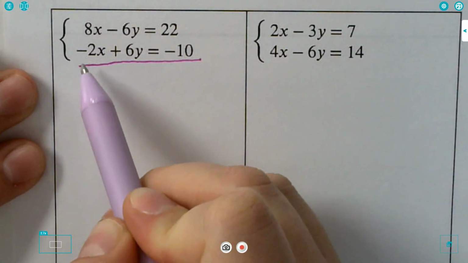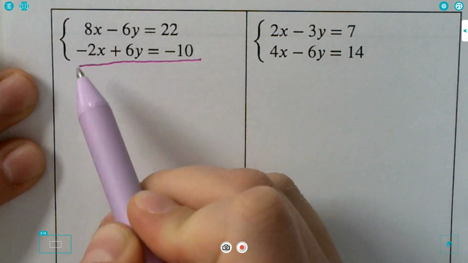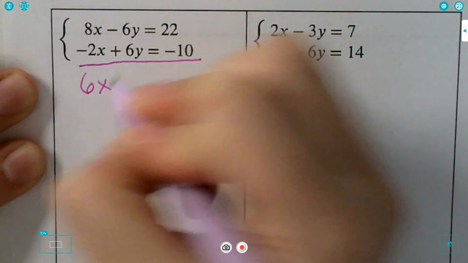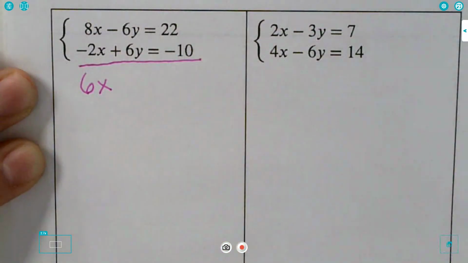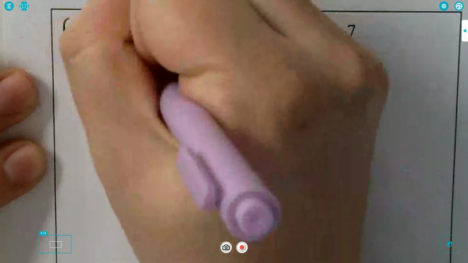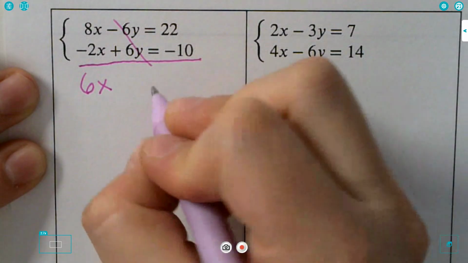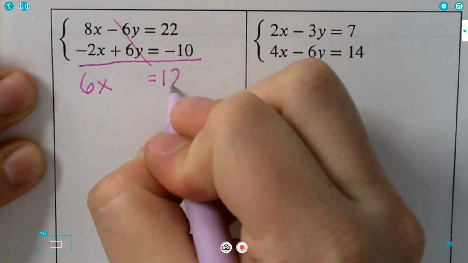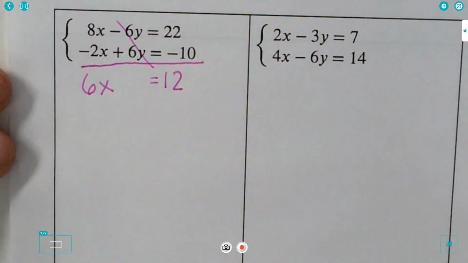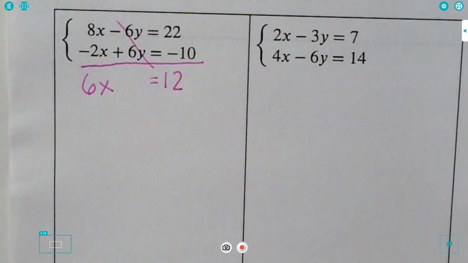8x plus negative 2x is 6x. Okay. Negative 6y plus 6y. What happens there? 0. They cancel. They eliminate. Then 22 plus negative 10, or 22 minus 10, is 12. So that right there is the magic of elimination.